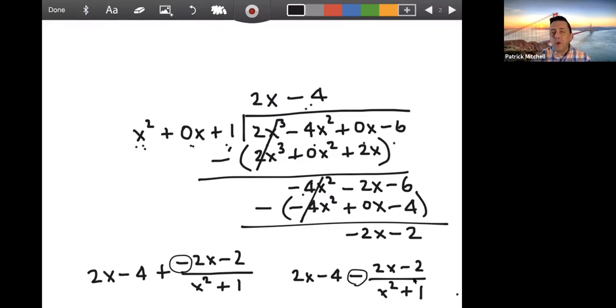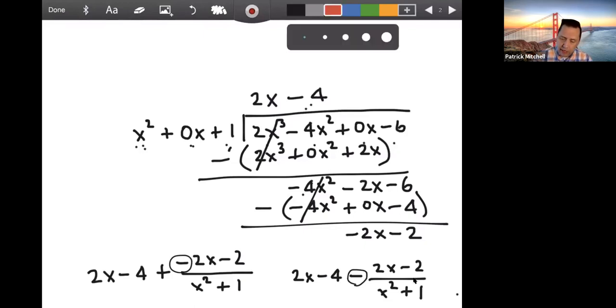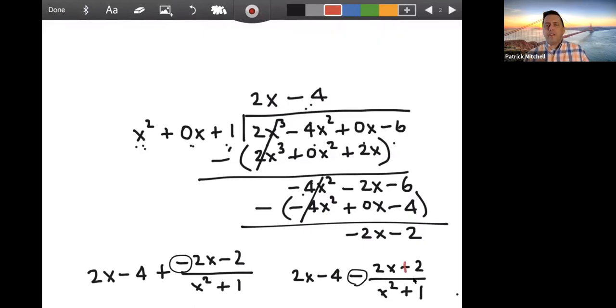If you really wanted to make this look prettier, and I don't encourage this, what you would need to do is change this 2x minus 2 to 2x plus 2. But it's really more common to just always make this sign a plus and then just write the remainder exactly the way it comes out.